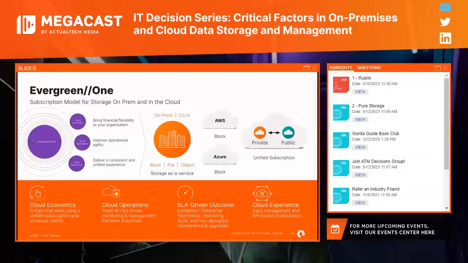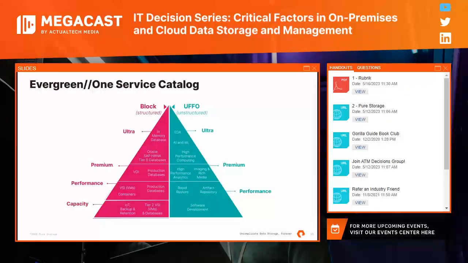Evergreen One can be extended beyond the walls of your facilities and into the public cloud with Cloud Block Store. So you can have one subscription across on-premises, co-location or service provider, and the public cloud, enabling a unified experience across all deployments. And yes, you heard that correctly. Evergreen One is available through managed service providers where the equipment is hosted in their data centers along with other infrastructure services that they provide. You get financial flexibility by only paying for what you use, freedom of choice, all backed by SLAs. That sure sounds like a cloud to me.